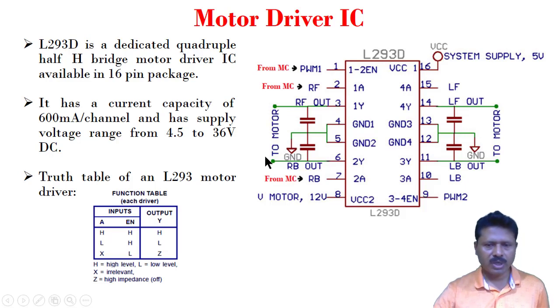So what should we do for reversing the direction? We just reverse the polarity, meaning the logic signals from the microcontroller. For reversing, this should be logic 1 and this should be logic 0. These logic 0 and logic 1 signals are given by the microcontroller. So when we want to change the direction, these two signals from the microcontroller will be set as per the requirement.